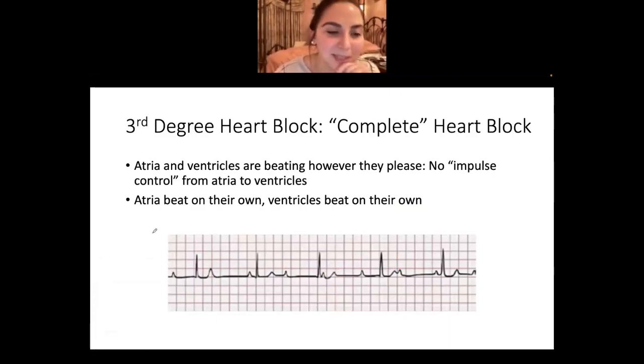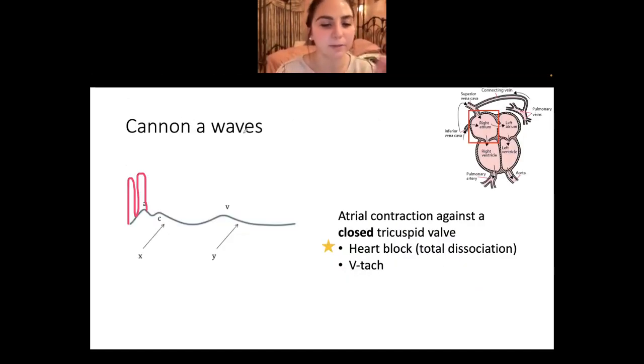Okay, so that's your complete heart block. Again, looks very similar to AFib, so kind of use the vignette to help you. Another thing that they can do, this is back from when we were learning about, I think from first year, the Wiggers diagram, and we talked about the venous pressure pulse thing, and I talked about Canon A waves.